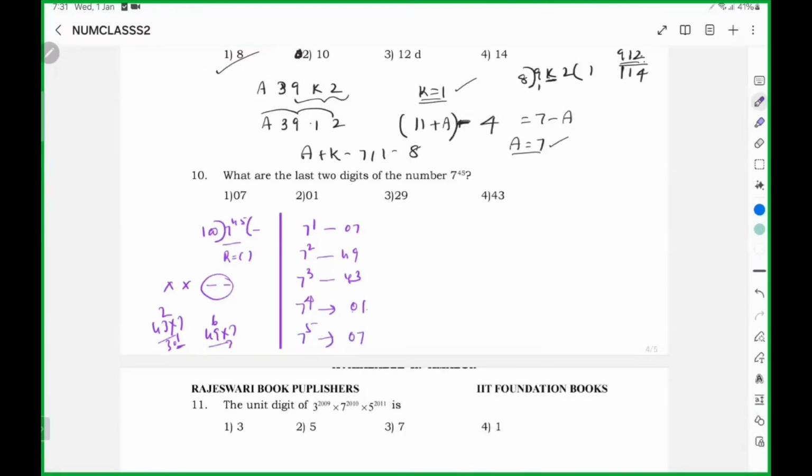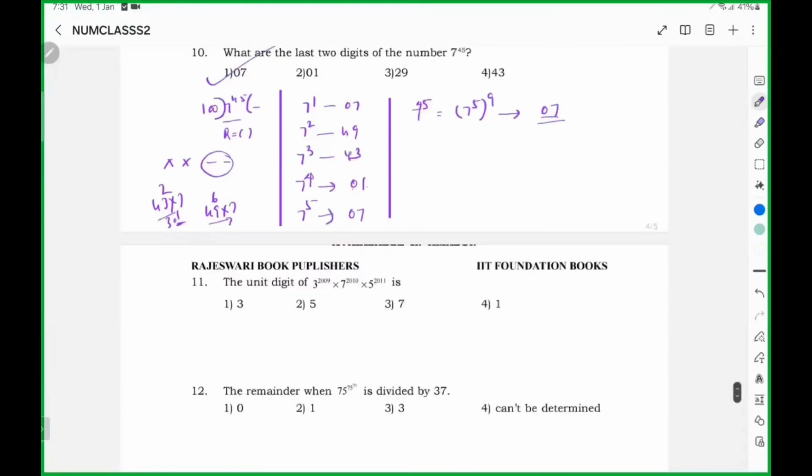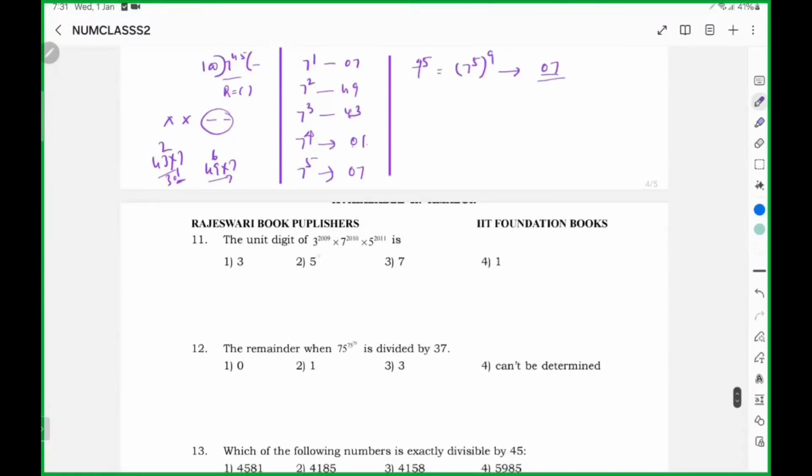So for every 5th power, we get 07 in the last two digits place. That is 7 power 45. What is given is 7 power 5 power 9, so definitely it ends with 07. Here 2009, we can write 4 into 502 plus 1.